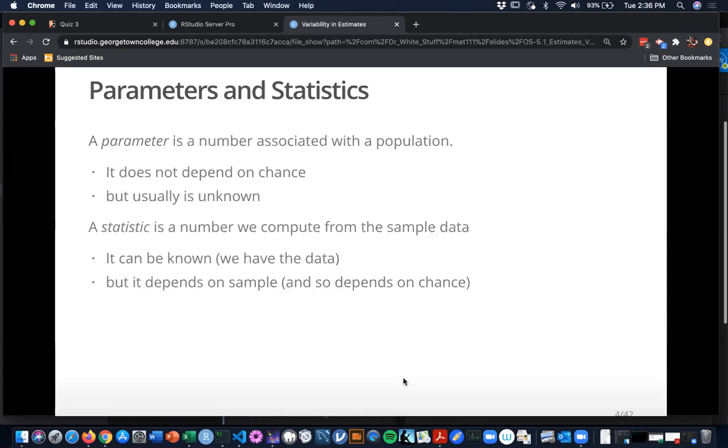So I need to give you some definitions to set up what's going to happen in this chapter. And this is going to apply for the whole rest of the course. We're going to be in a situation where we're taking samples out of a population. And we're taking the sample because we want to know stuff about the population. And quite often what we want to know is numbers that are associated with the population. A parameter is any number that's associated with a population.